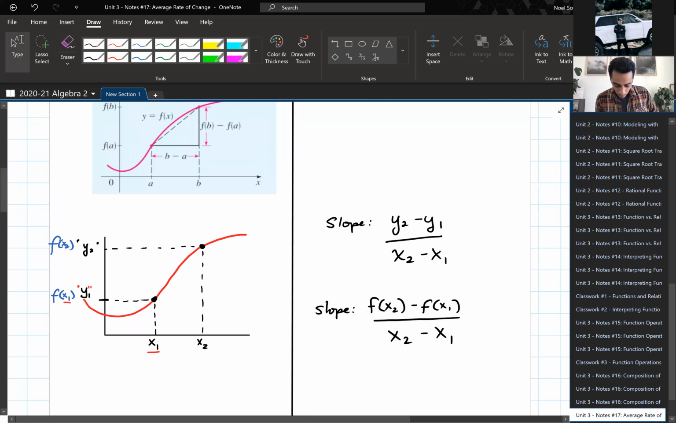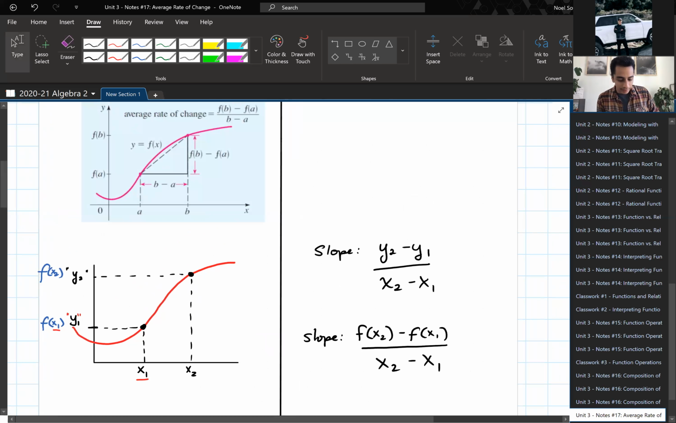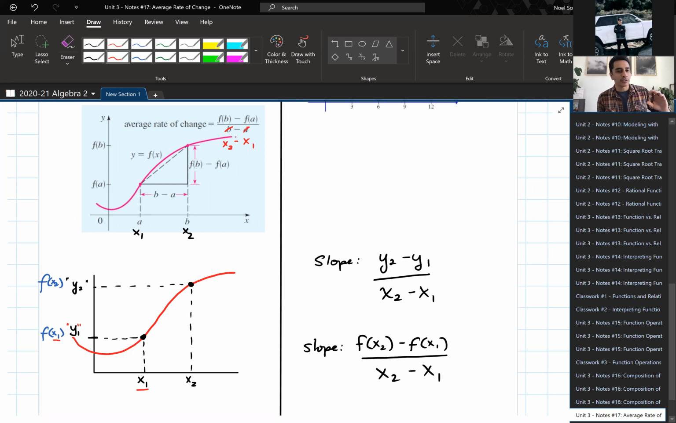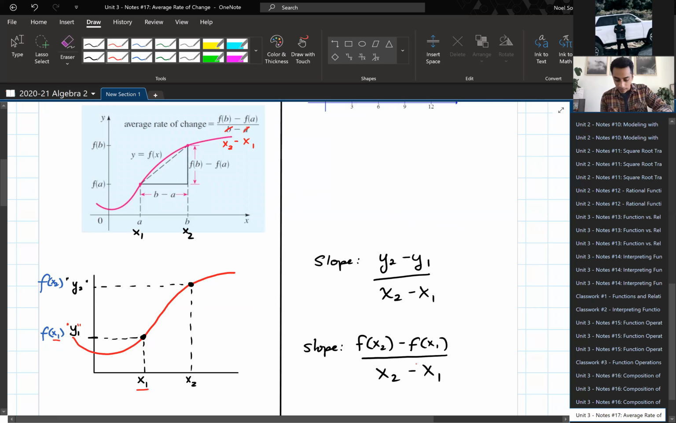Now, why do I show you that? Because that helps make more sense of the one that you see above. Think of A as x1 and think of B as x2. So imagine in the formula here, instead of B, that's x2, and instead of A, that's x1. Your denominator is just x2 minus x1. All they've done is switch to other letters. Instead of calling it x1, they call it A. Instead of calling it x2, they call it B. But look at my denominator. It's the same thing as what I have in my slope formula.